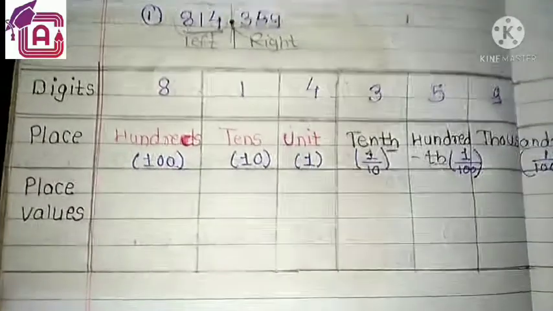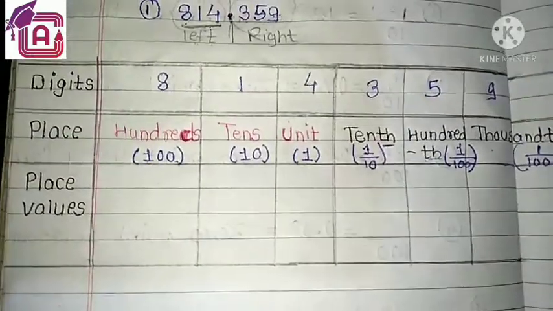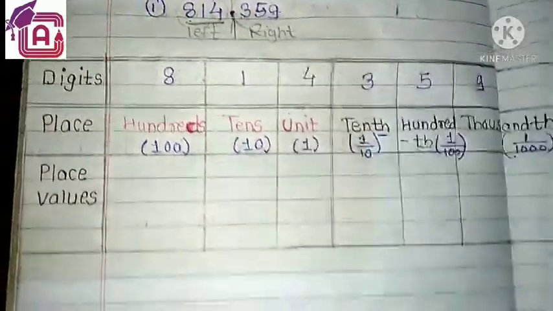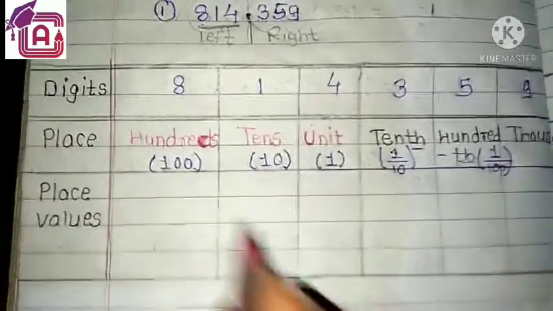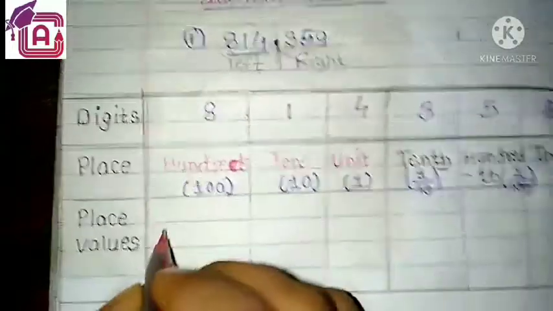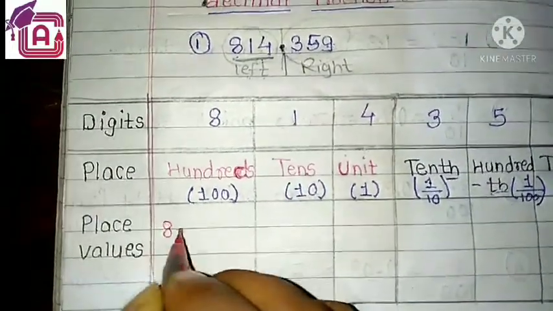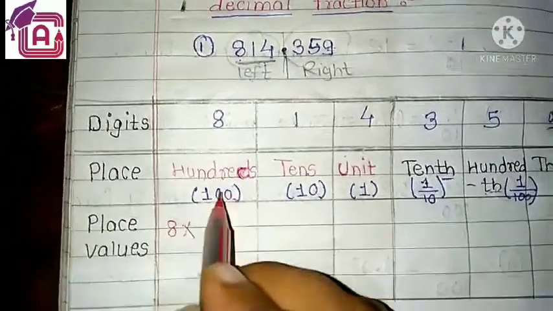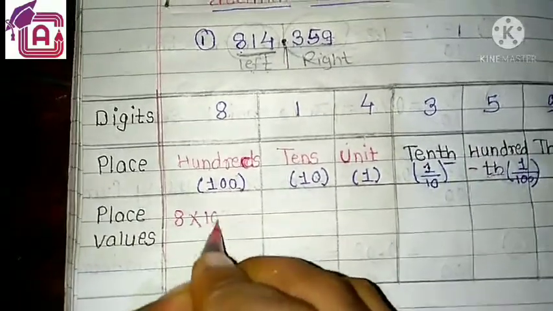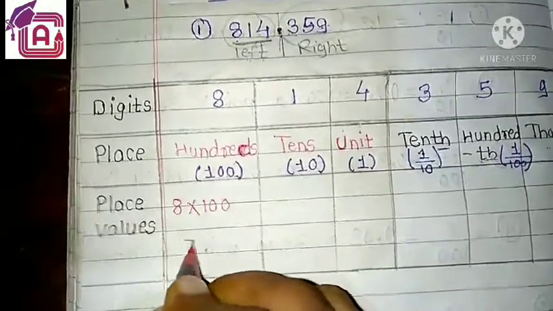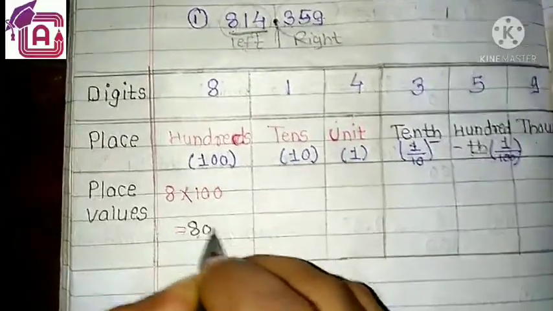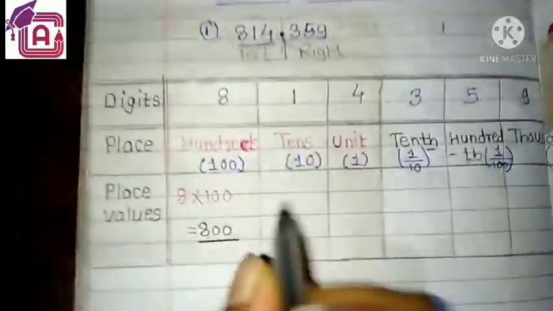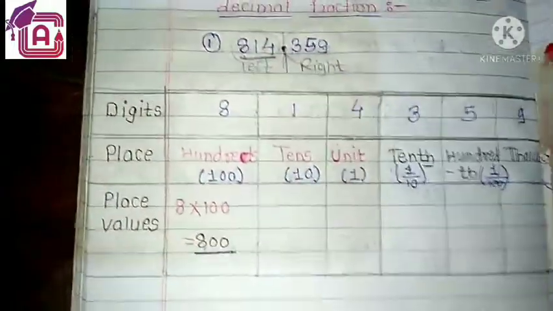Now start writing the place value of each digit. We are starting from this place, and it is so easy. First copy the number 8 and multiply it with its place value, 100. 8 into 100 is how much? 800. And this is the place value of this 8 in the given number.